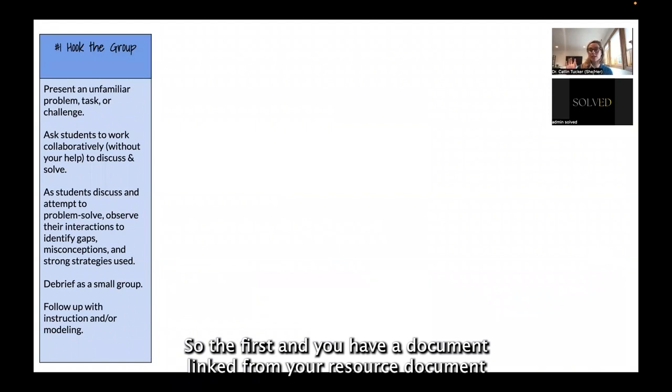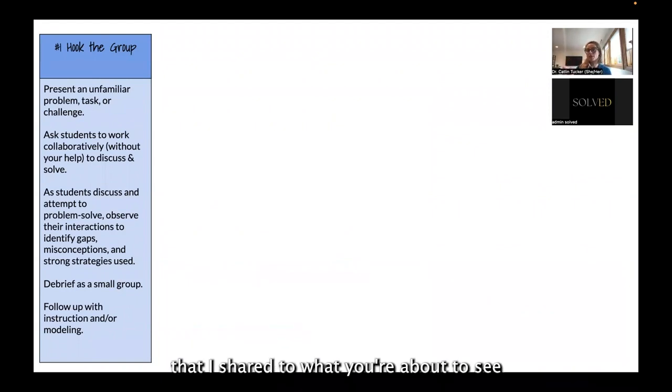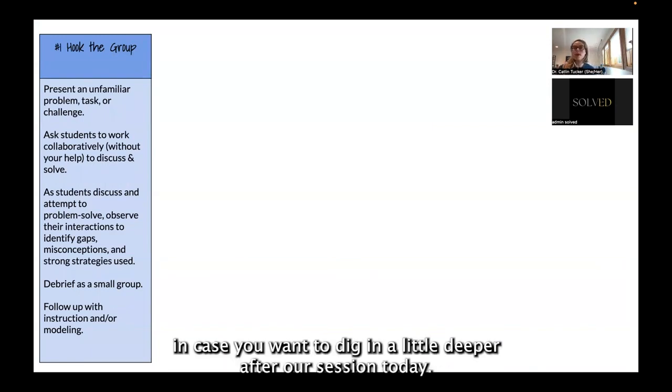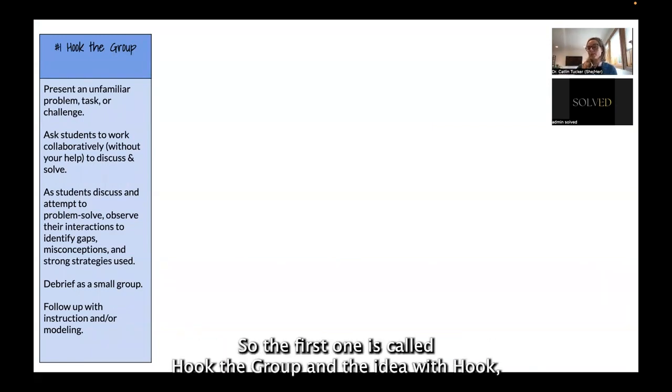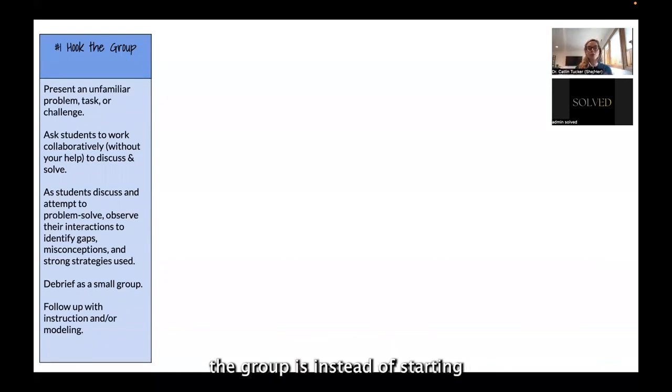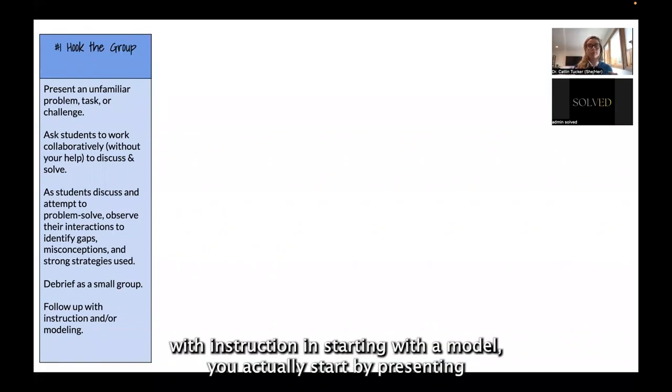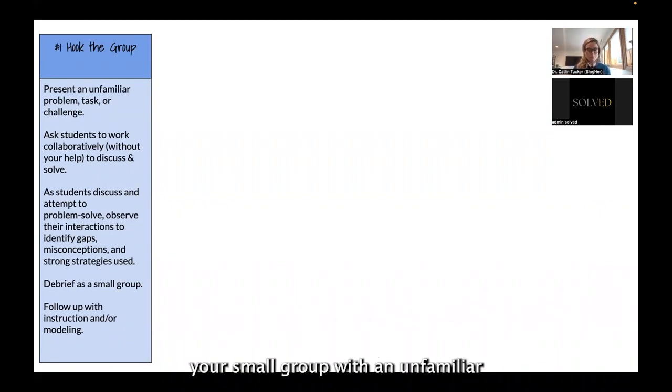So the first, and you have a document linked from the resource document that I shared, to what you're about to see, in case you want to dig in a little deeper after our session today. The first one is called Hook the Group. And the idea with Hook the Group is instead of starting with instruction, starting with a model, you actually start by presenting your small group with an unfamiliar problem, task, or challenge.